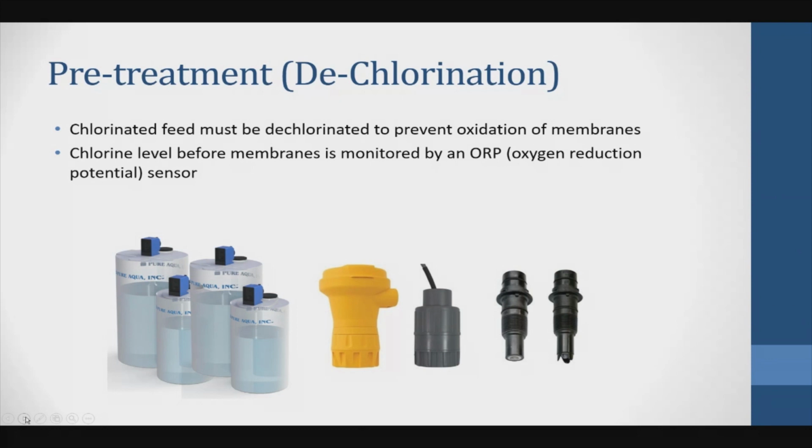Now, how can we know that the water is free of chlorine? There are devices that we can install, either an ORP sensor or a chlorine sensor. The ORP measures in millivolts, while the chlorine sensor would measure in ppm or milligrams per liter. Again, a very important thing: the membranes should not be exposed to chlorine. It's always a must that we get rid of the chlorine before it goes to the reverse osmosis or nanofiltration membrane.